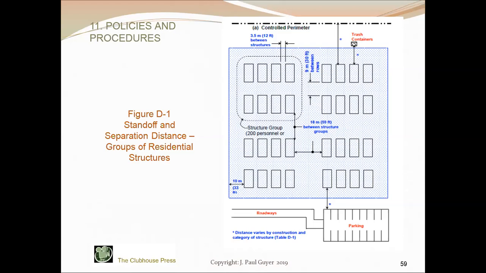And the application of these standards, how far you want the parking and the roadways to be from these buildings, and how far you want these buildings to be from the controlled perimeter and from trash containers. Trash containers are a significant risk in terrorism strategies because they're easy for a terrorist to just walk up to and throw something in, and persons, even security personnel, observing that don't think anything about it, that the person is just throwing some trash away. But in fact, it's a bomb, so the trash containers need to be kept a minimum distance away from buildings.